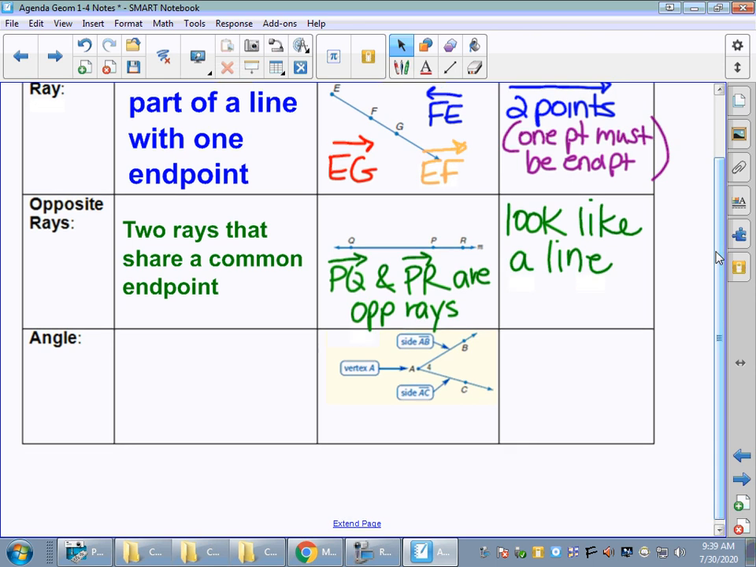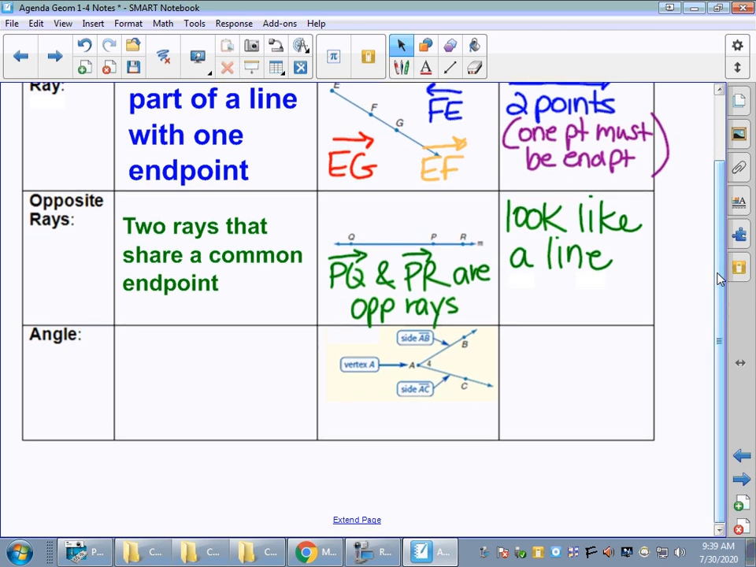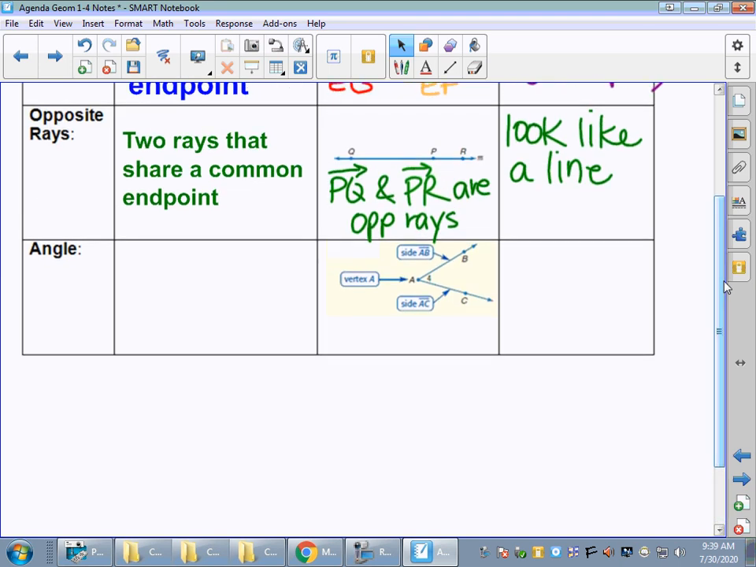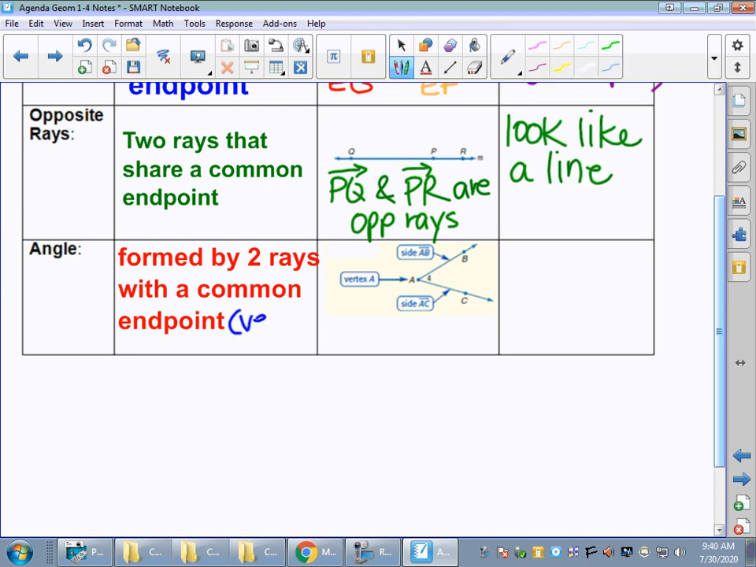And then the biggest thing out of this section is angles and how to name them. We're going to do a lot of practice with that. Angles, we all know what an angle is, right? An angle is technically formed by 2 rays with a common endpoint. I should say this too. The common endpoint is called the vertex. Hopefully you know that term. The vertex is the point of an angle. If you look at the diagram in the center, it says vertex A. Notice it's got side AB. This is a ray AB and side AC.